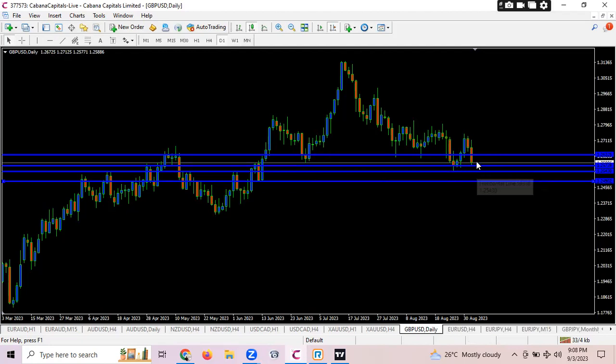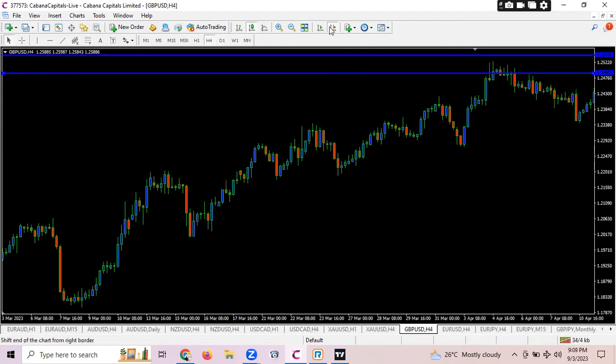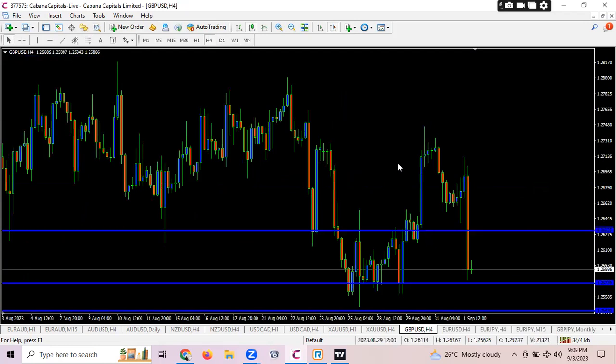Wait for a 4-hour candle to close below this support before you sell. And if you are considering buying, wait for a 4-hour candle to close above this resistance level. That's my take on GBP USD. That's what we have on 4-hour. You can see what we have here. This is an engulfing pattern.